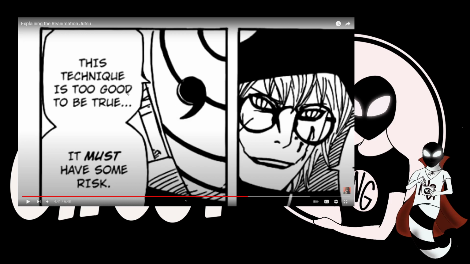And Obito, what he said here is a nice bit of foreshadowing from Kishimoto. He says, "This technique sounds too good to be true. It must have some risk." Yeah, it did. And Madara proved what that risk actually is.